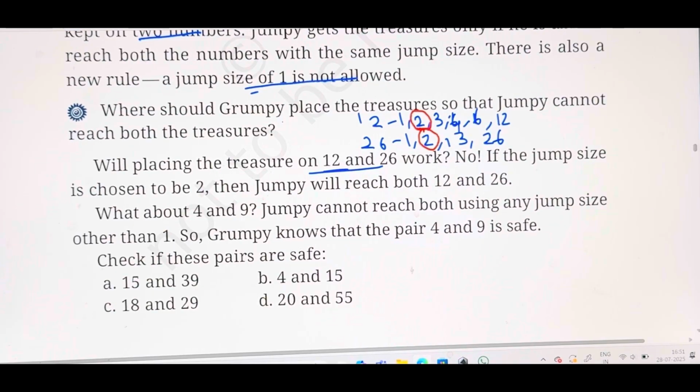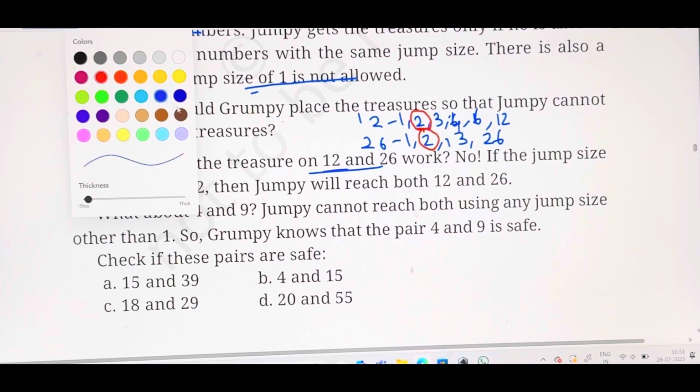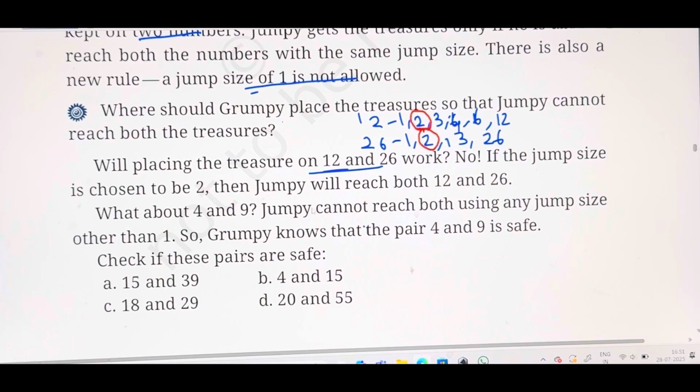Let us see another example. What about 4 and 9? Jumpy cannot reach both using any jump size other than 1. Grumpy has understood that 4 and 9 is safe. If I talk about 4 and 9, the factors of 4 are 1, 2, 4. Factors of 9 are 1, 3, 9. So there is nothing common other than 1, and you cannot take the jump size as 1. That was the condition. So now Jumpy has understood that 4 and 9 is a safe treasure pair where he can keep his treasure.